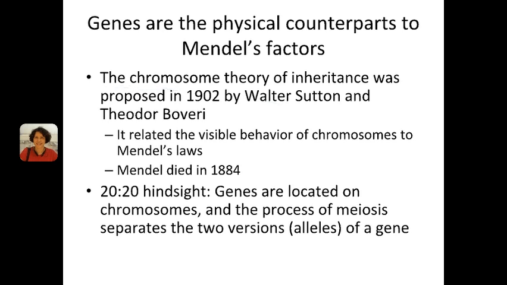And when we look at it with 20/20 hindsight, we realize that genes, Mendel's factors, are physically located on the chromosomes. And observations that Mendel recorded, such as segregation, the separation of the factors during the production of egg and sperm, that is the separation of the pairs of the members of each pair of homologous chromosomes during meiosis I.